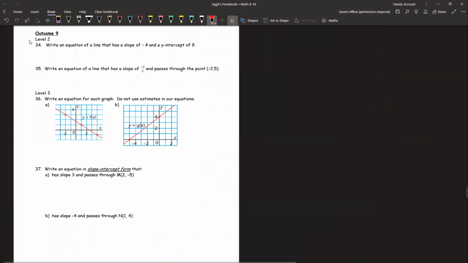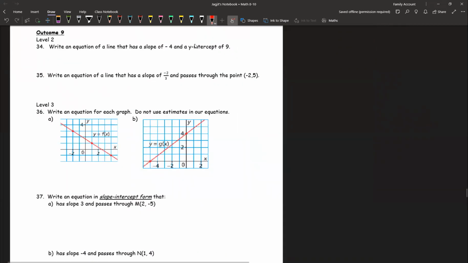Okay. Now they're saying write an equation of a line that has a slope of minus 4 and a y-intercept of 9. So slope is minus 4, y-intercept is 9. That's easy. We'll just say y is equal to mx plus b, which means it's minus 4x plus 9.